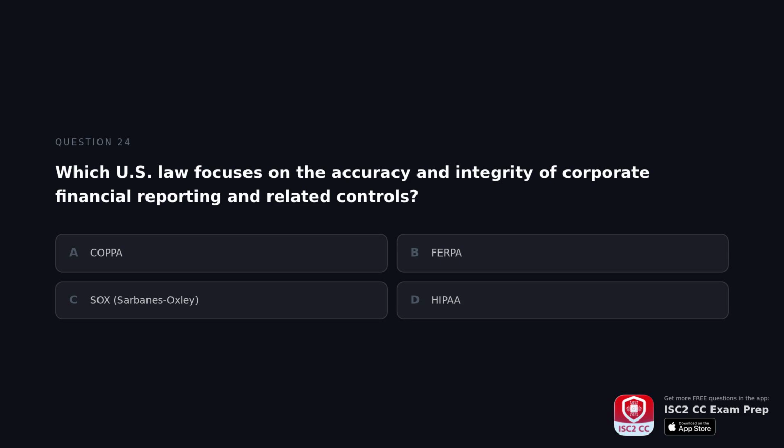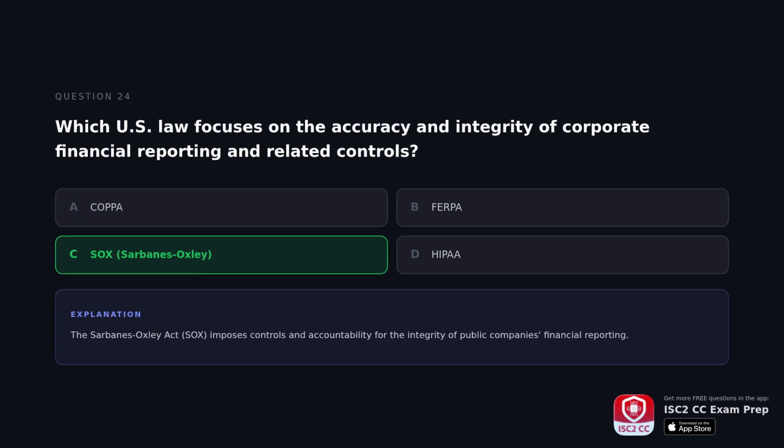Which U.S. law focuses on the accuracy and integrity of corporate financial reporting and related controls? A. COPPA. B. FERPA. C. SOX, Sarbanes-Oxley. D. HIPAA. The correct answer is SOX, Sarbanes-Oxley. The Sarbanes-Oxley Act, SOX, imposes controls and accountability for the integrity of public companies' financial reporting.